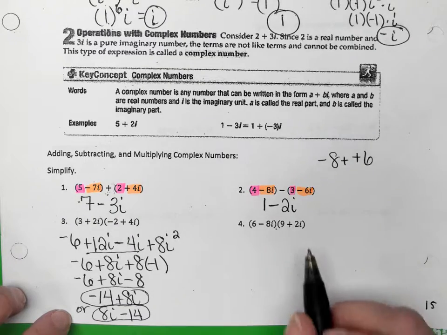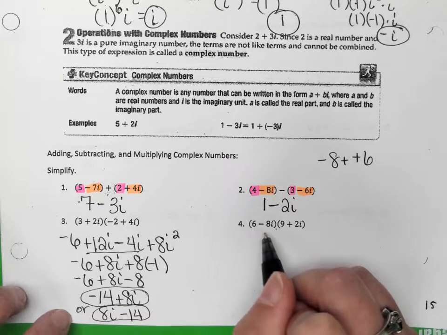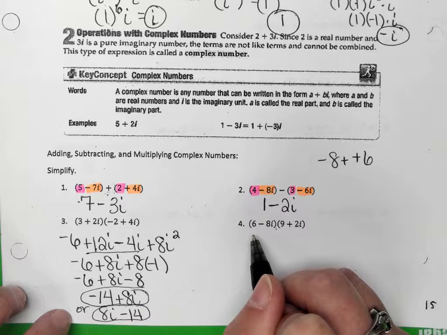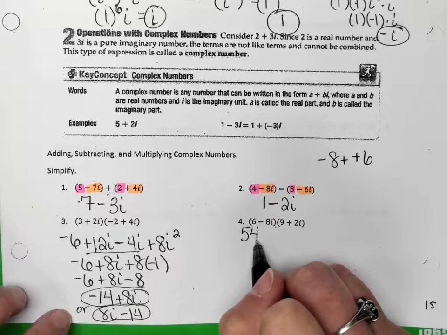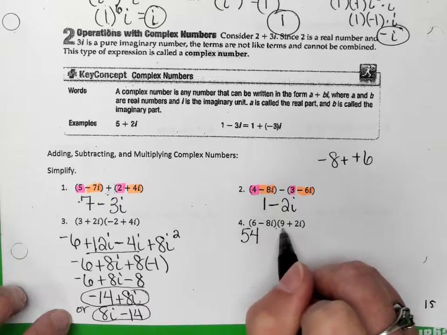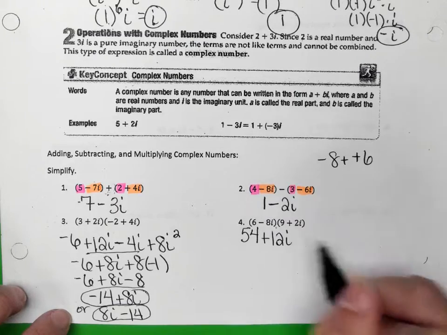All right, what about number 4? So, Sydney, we're going to FOIL, okay? First, outer, inner, last. What's my first? 54. Oh, the 6 and the 9, baby. You're doing your outer. Yeah. Now do your outer. It's 12i. What's your inner?